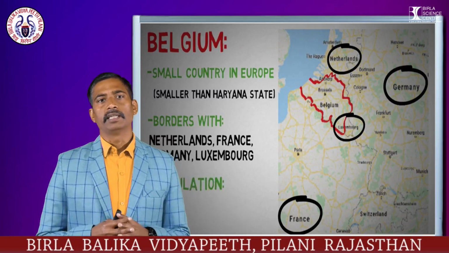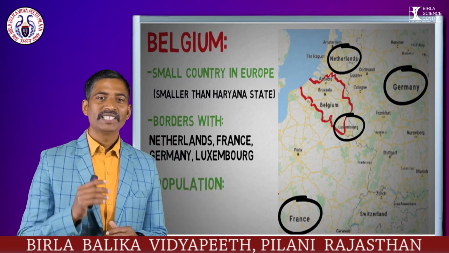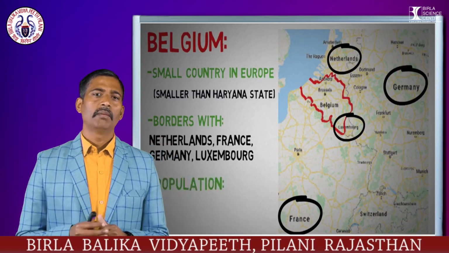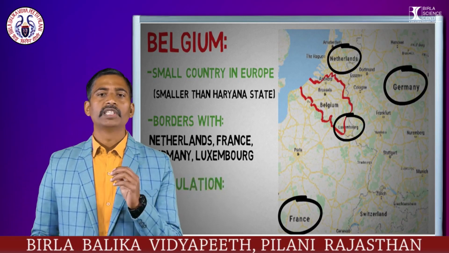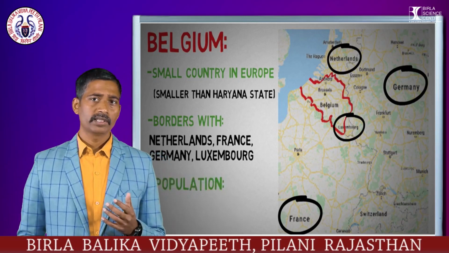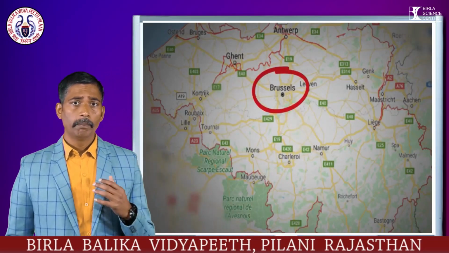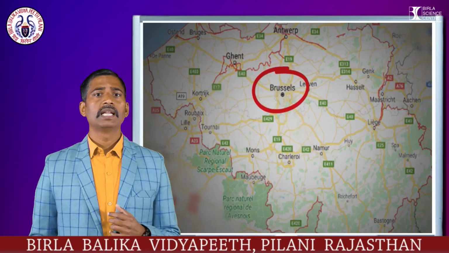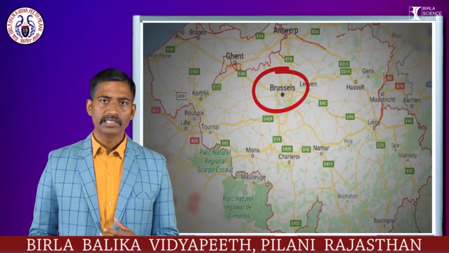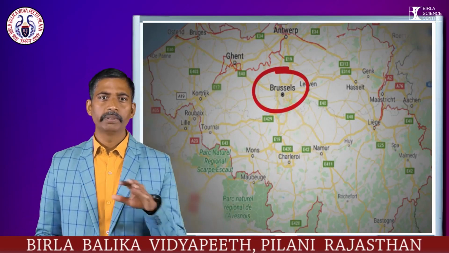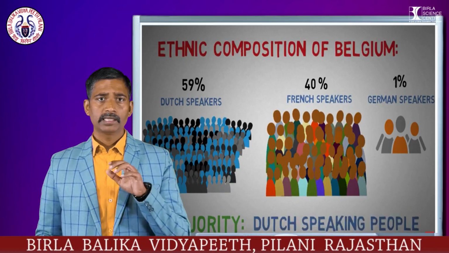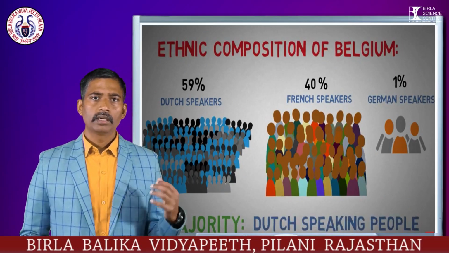Belgium is a small country in Europe with a population of over 1 crore, about half the population of Haryana. Haryana is an Indian state, we know very well about that. So when you look at the map of Belgium to know about the language variations, it's a very typical situation.